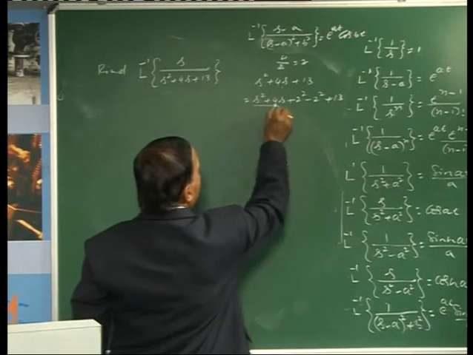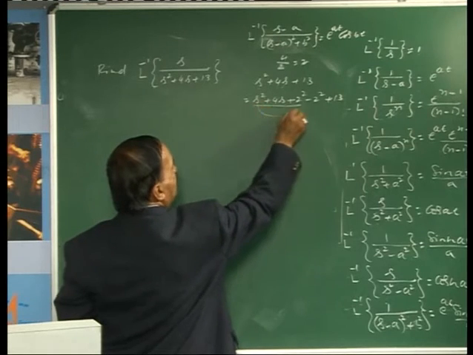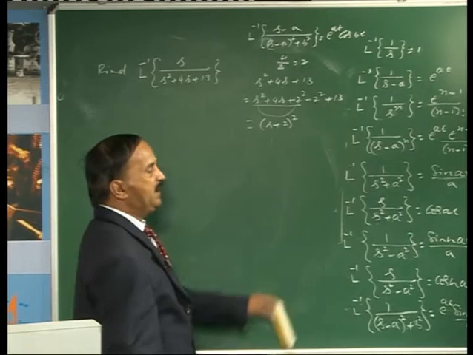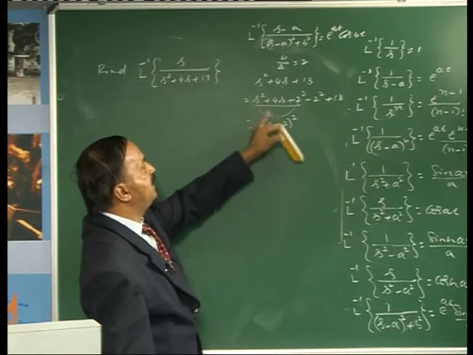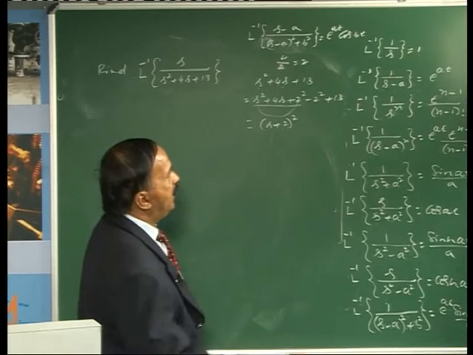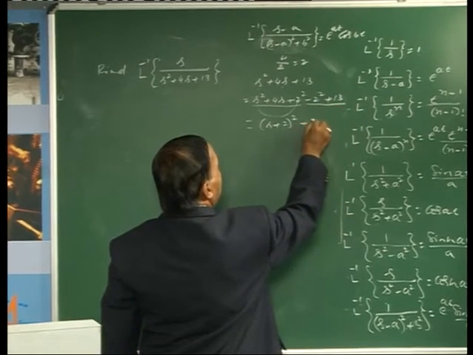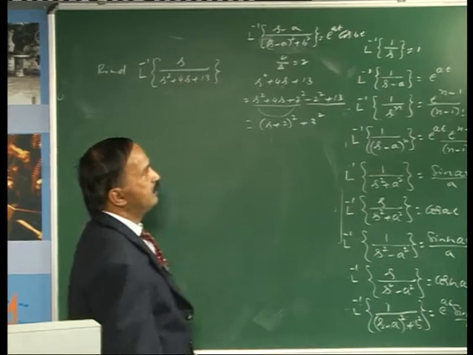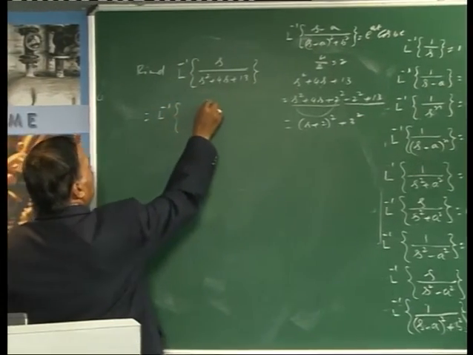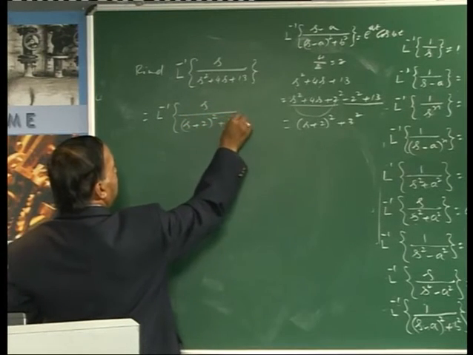And the first three terms are of the form a square plus b square plus 2ab. That is a plus b whole square, that is S plus 2 whole square. You can verify it: a square plus 2 square is 4, plus 4, 2ab means 4S. And here 13 minus 4 is 9, that is 3 square. That is equal to L inverse of S divided by S plus 2 whole square plus 3 square.